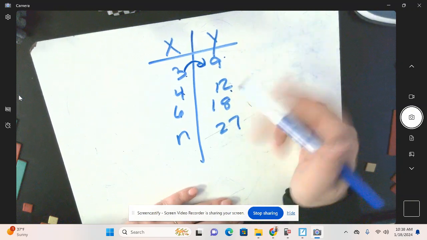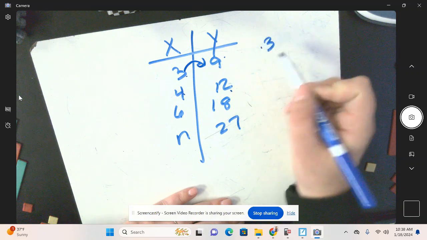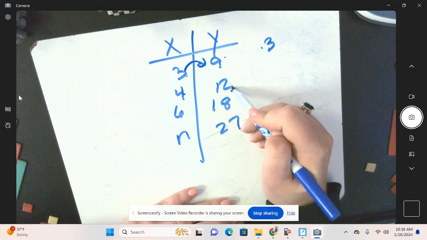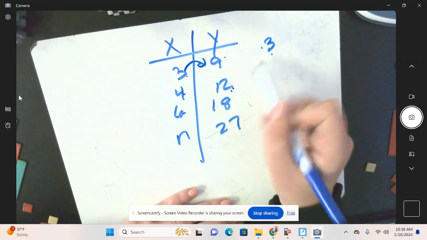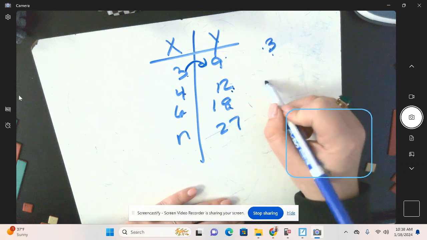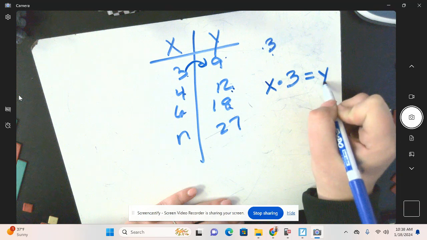So I'm going to think to myself, what's another thing I can do to 3 to get to 9? Well, I can multiply by 3. So I'm going to test out multiplying by 3. Does 4 times 3 equal 12? Yes. Does 6 times 3 equal 18? Yes. So we know that we're taking our x and multiplying it by 3 to give us our y.